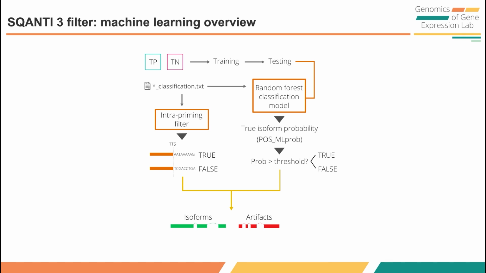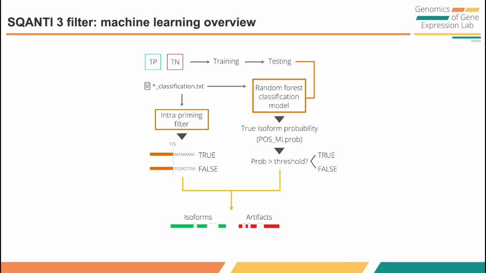Let's now look at the overview of the SQANTI3 machine learning filtering. From the plot, we can find that instead of only the random forest classifier, the SQANTI3 machine learning filter script also includes a threshold-based filter to eliminate intrapriming artifacts.